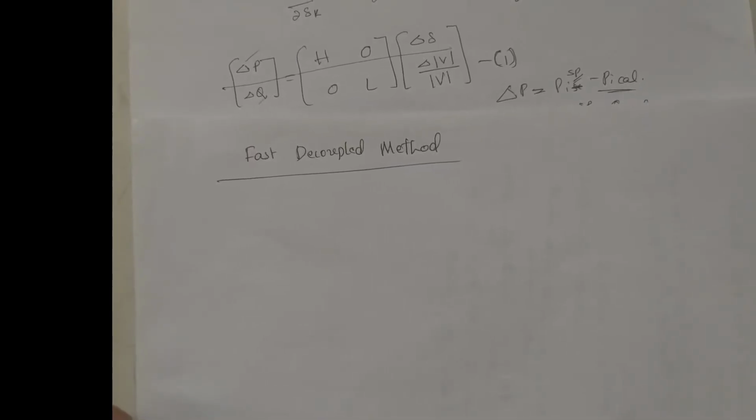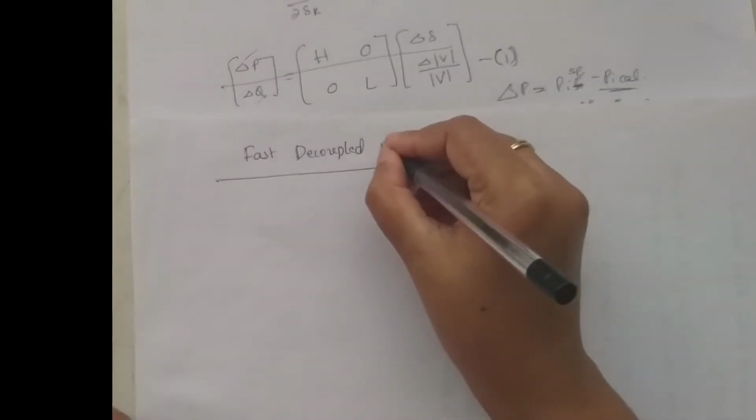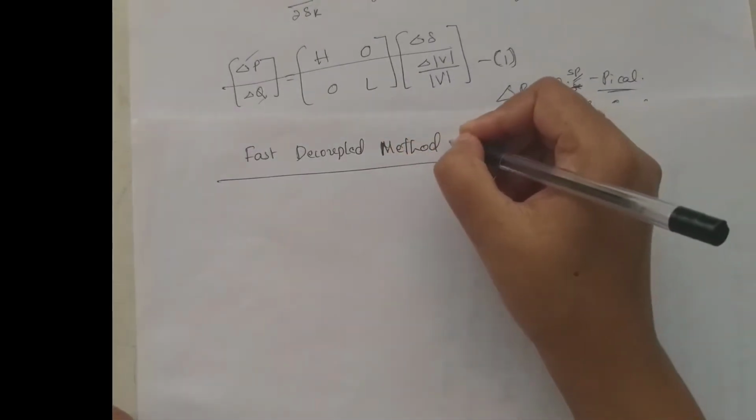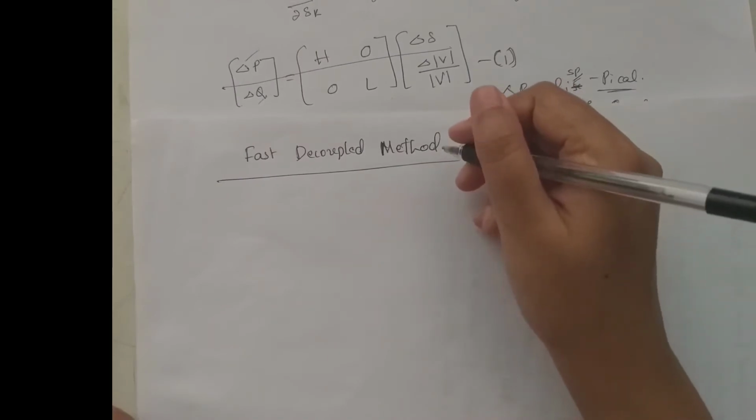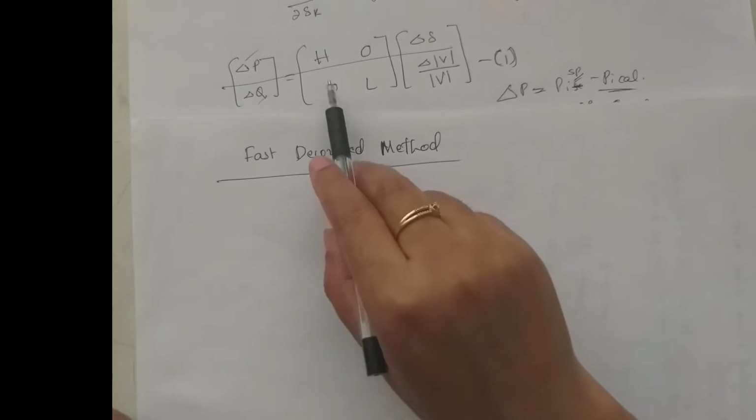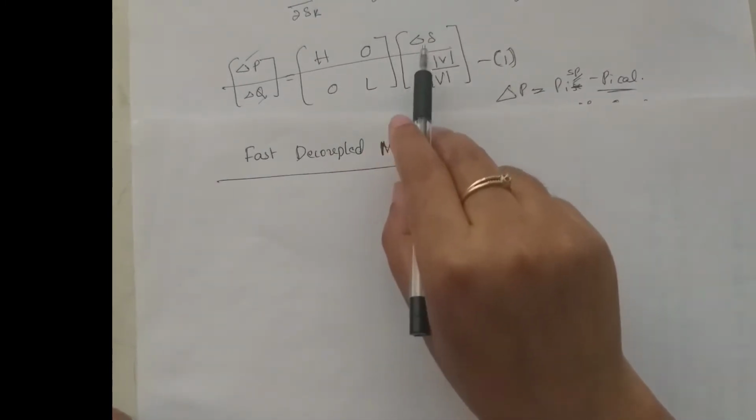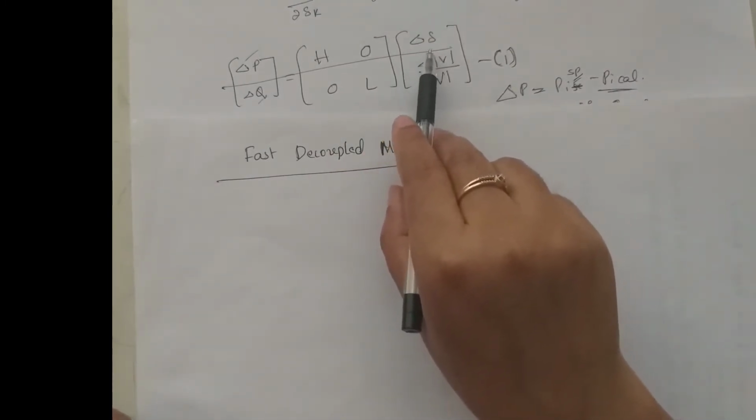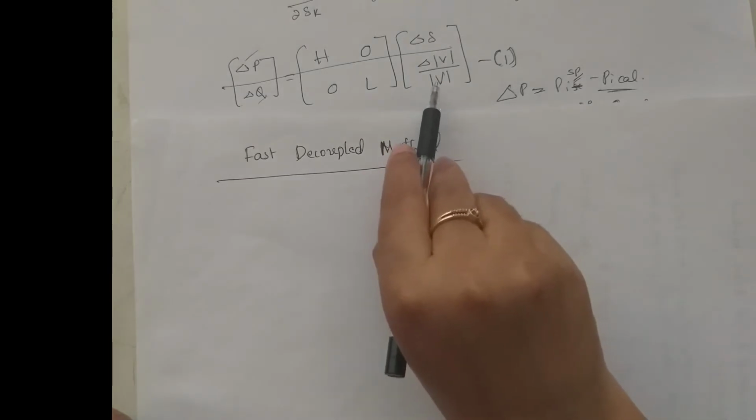Hello students, this is the next topic under module 2, fast decoupled load flow method. The fast decoupled load flow method is used to overcome the limitations of the decoupled method. We make certain assumptions. From the decoupled method, we know the matrix: delta P, delta Q equals H, 0, 0, L matrix into delta delta, delta V divided by V.